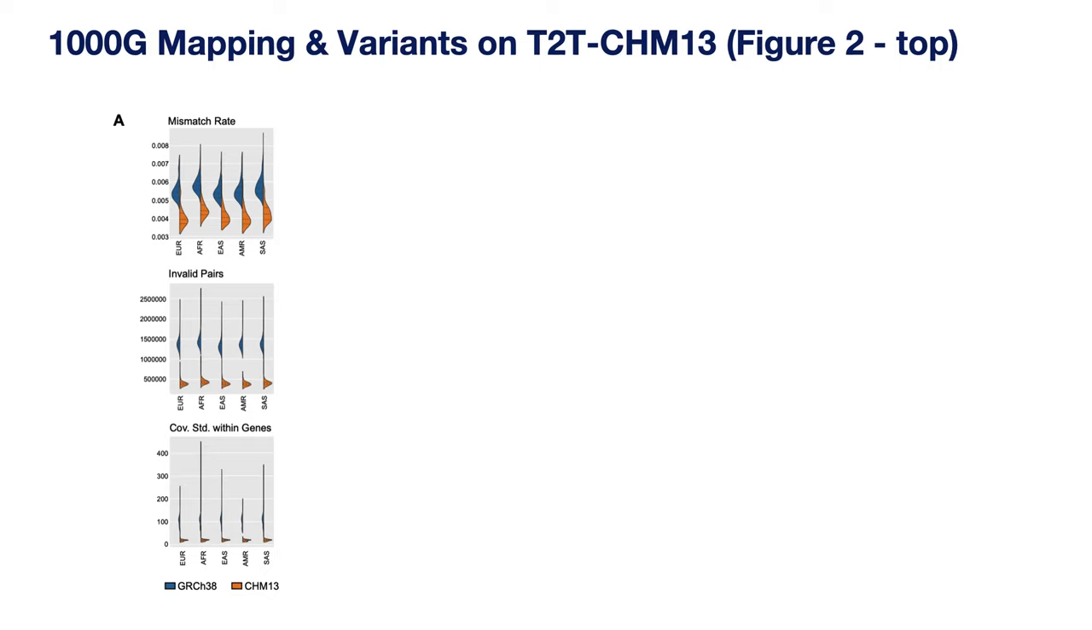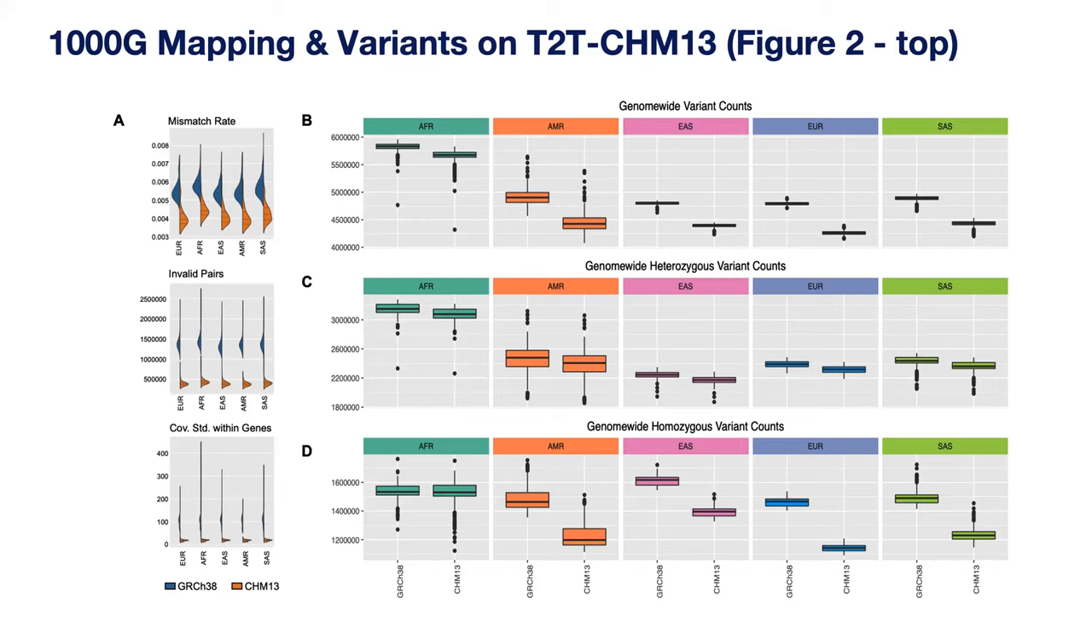You get much better mappings. Other characteristics of the mapped reads are much better. And this is kind of a counterintuitive result. Even though we've added 200 megabases, almost an entirely new chromosome, the number of variants per person actually goes down mapping to this new reference genome. We think this is a good thing because it'll clean up a lot of the technical artifacts that were present when mapping to the standard reference genome.